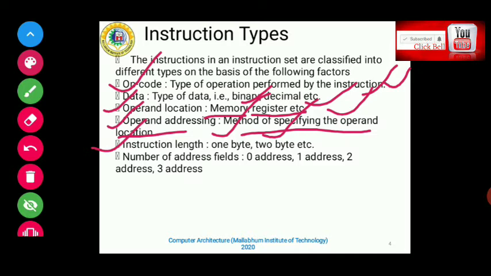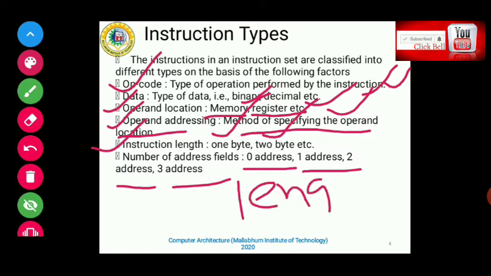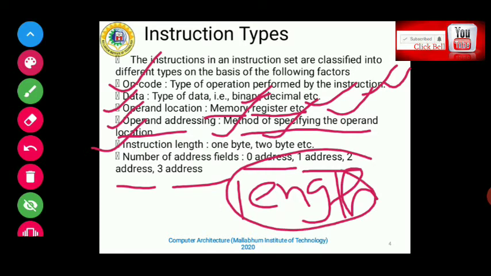We have also discussed previously that instructions can be classified depending on 0 address, 1 address, 2 address, and 3 address instructions. So this is the classification depending on the instruction length: depending on the number of address fields, the 0 address, 1 address, 2 address, and 3 address instructions are available.